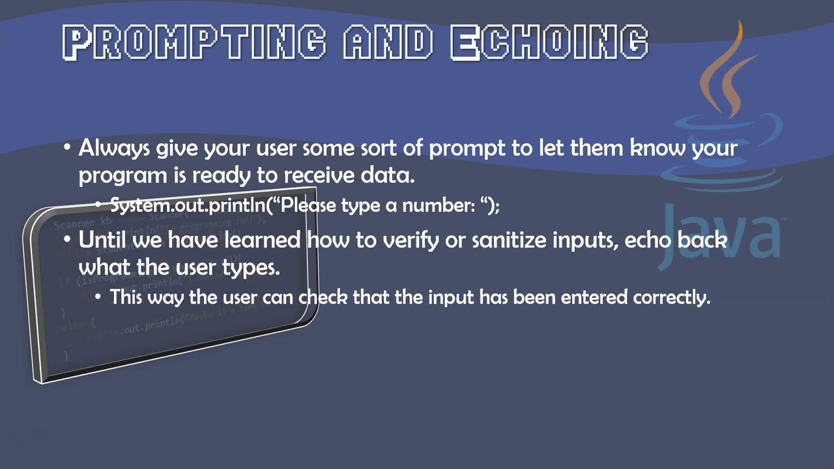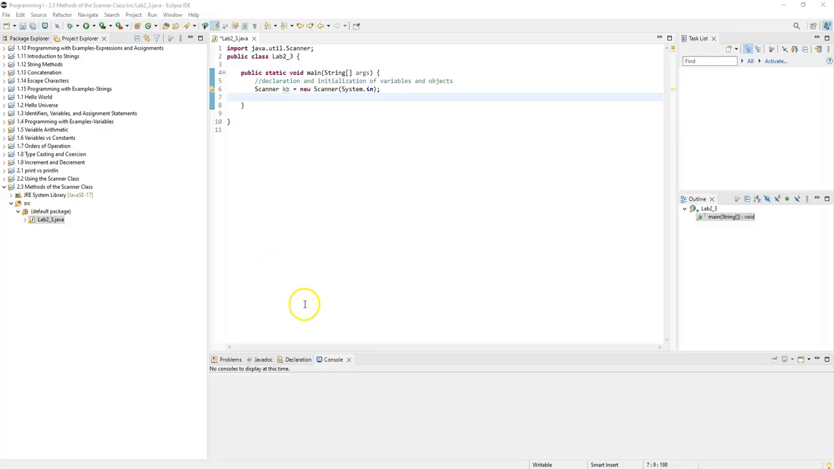Now, until we learn later on how to start verifying or sanitizing inputs, a great way to check what we've typed is to echo back what the user has actually typed. The way the user can check that is to make sure, at this point, they're entering things correctly. So if we jump on over here to Eclipse, let's take a look at some of those different methods.